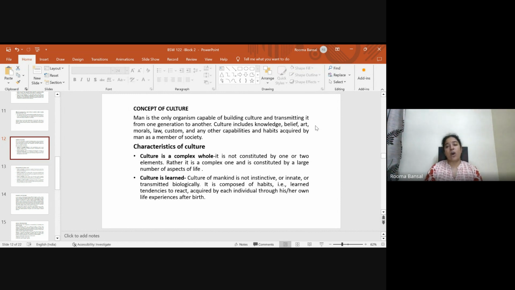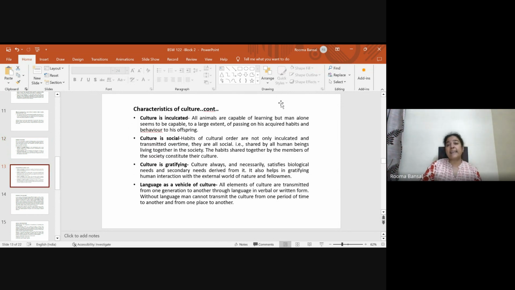Next, culture is learned. Culture of mankind is not instinctive or innate or transmitted biologically. It means by birth you are not getting cultural values. It is composed of habits, learned tendencies to react, acquired by each individual through his or her own life experience after birth. It means a newborn child learns culture from the family, getting life experience after his birth, and as he grows up he experiences all the culture of his family.